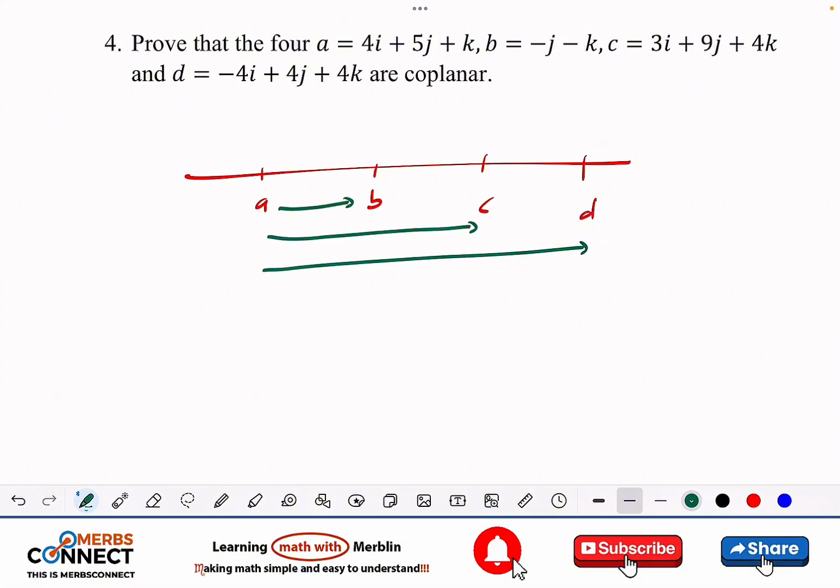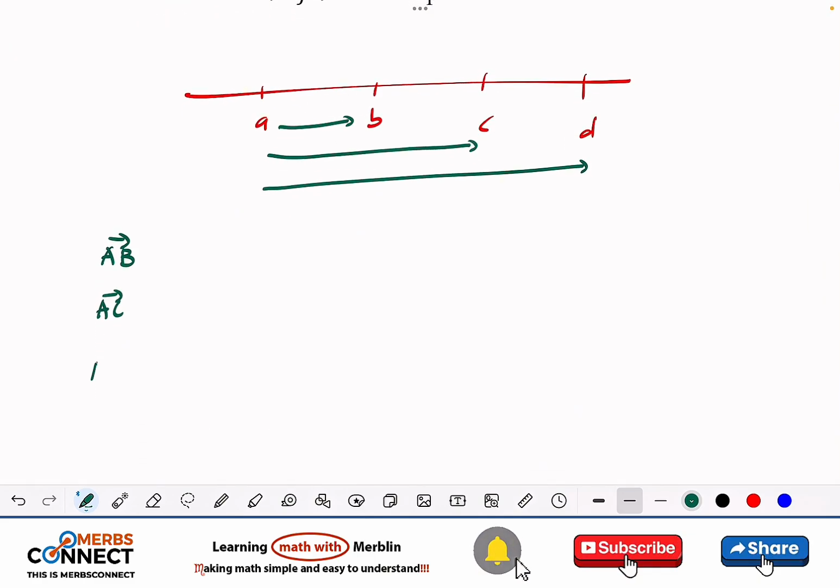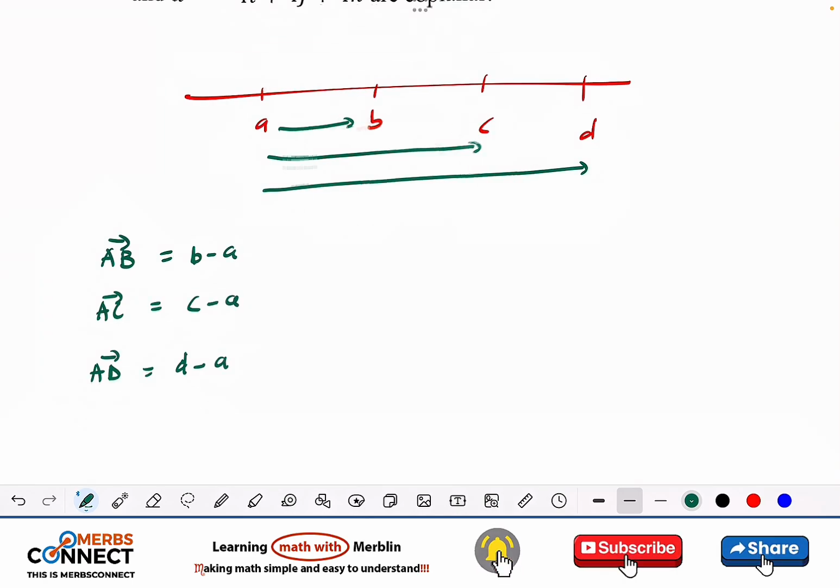So if I'm using big A, then I'm going to have vector AB, I need vector AC, and then I need vector AD, right? So that is how we form it. So this is going to be small b minus small a, small c minus small a, and this one is going to be small d minus a.